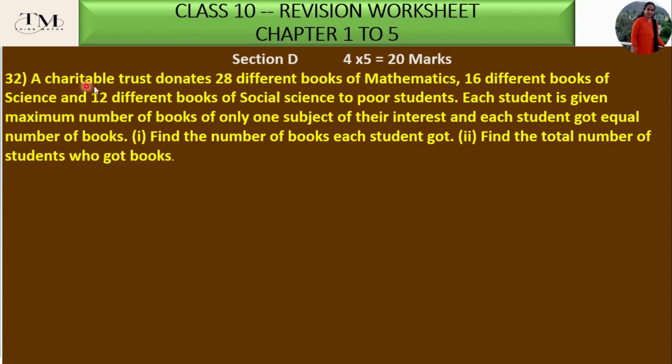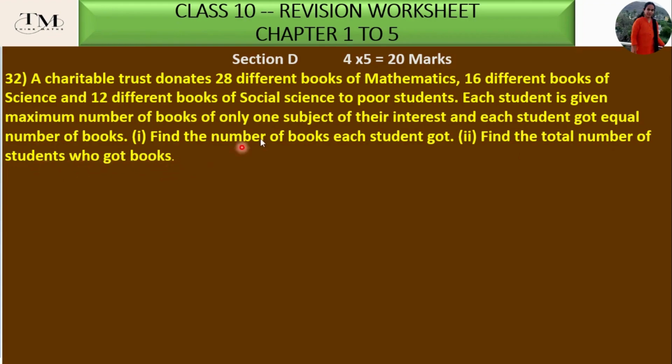First one: a charitable trust donates 28 different books of mathematics, 16 different books of science and 12 different books of social science to poor students. Each student is given the maximum number of books of only one subject of their interest, and each student got an equal number of books. Find the number of books each student got. Find the total number of students who got books.